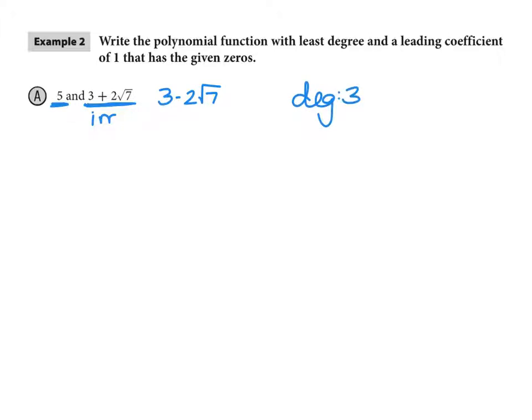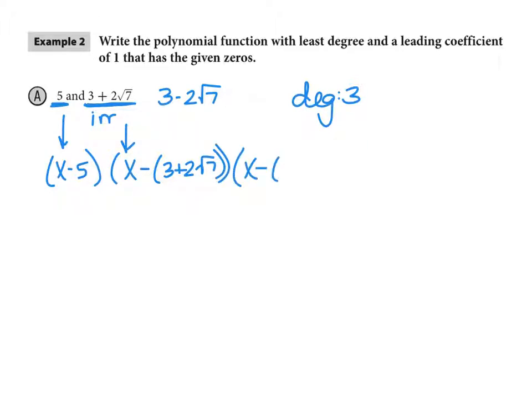Okay, so now that I have all the roots listed, the degree I know here is 3. So I'm going to go ahead and set up my factors. So I'm going to have x minus 5. And this gets kind of weird, all right? I'm going to do x minus (3 plus 2 root 7), and then x minus (3 minus 2 square root 7). All right, notice that I'm putting those in parentheses because I'm trying to subtract the entire root there.